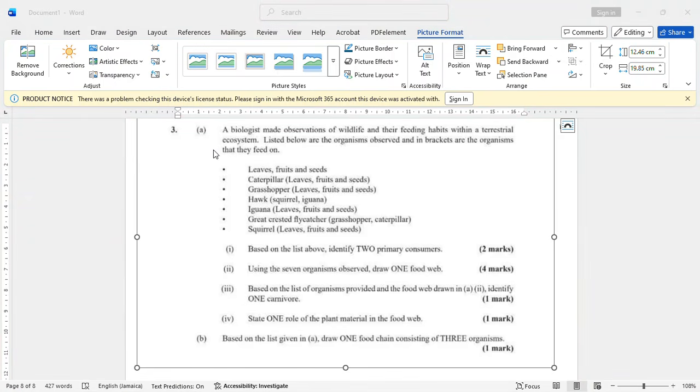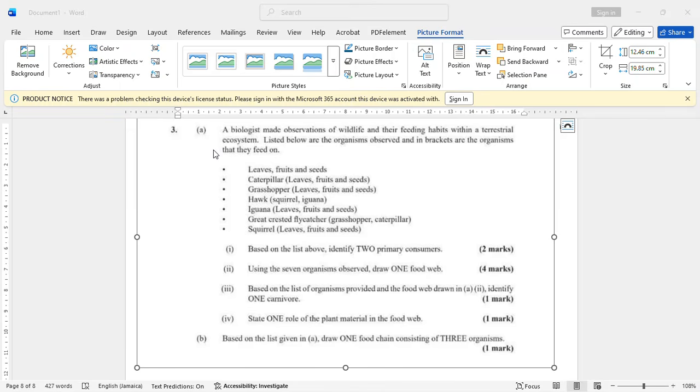A biologist made observation of wildlife and their feeding habits within a terrestrial ecosystem. Once it's terrestrial, what we're talking about? So land. Yeah. Listed below are the organisms observed, and in brackets are the organisms that they feed on.